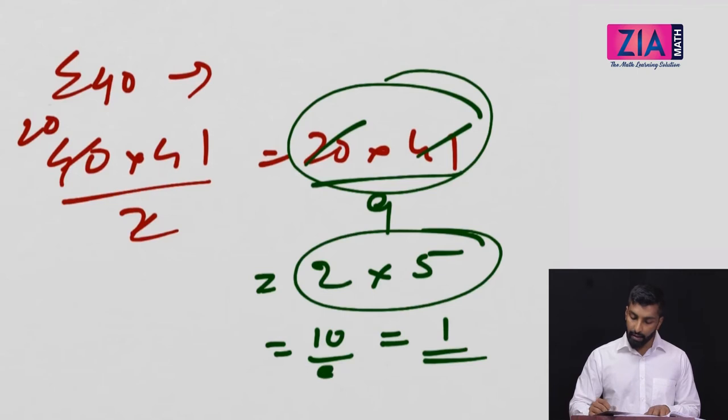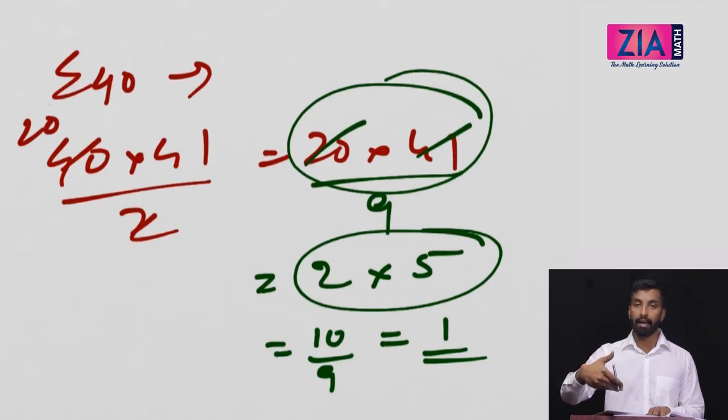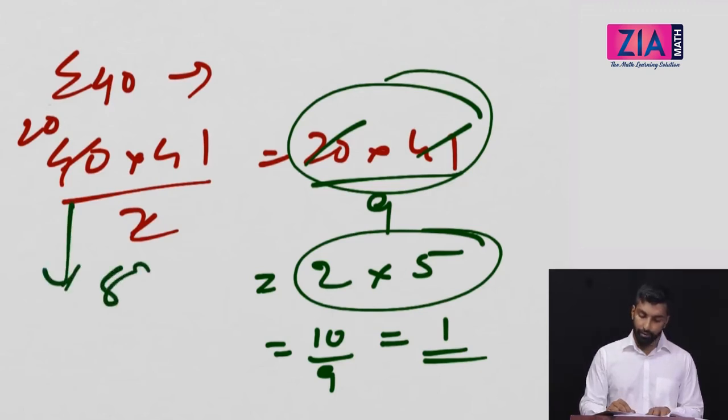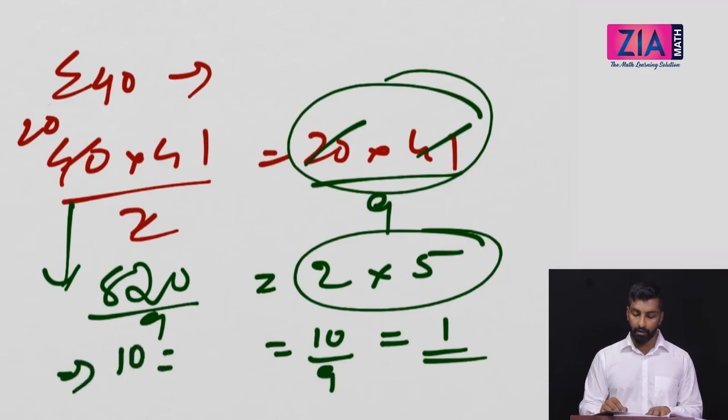10 means you need to divide again by 9, right? Which is because the product of individual remainders, if it is greater than the divisor, which is 9 here, you need to divide by 9 again, so you are getting 1. Or this is nothing but 820. You need to divide 820 by 9, nothing but sum of digits, right? 10, which is equal to 1. Anyway you can do this.